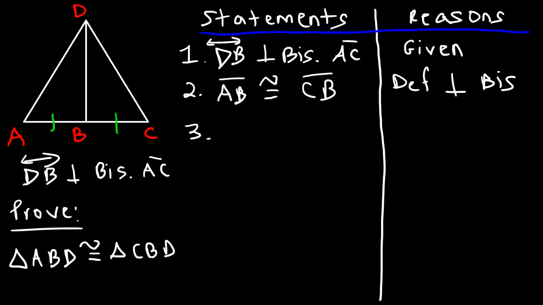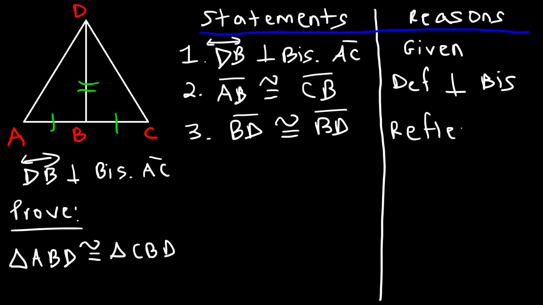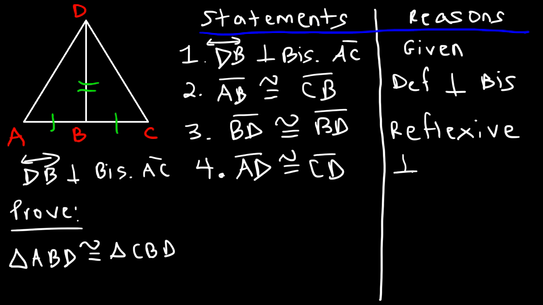So now let's move on to step 3. We do have a common side, so we could say that BD is congruent to itself based on the reflexive property. Now notice that D is on the perpendicular bisector, which means that it's equidistant to the endpoints of the segment. So we could say that AD is congruent to CD. And this is when you need to use the perpendicular bisector theorem. You can also write it as a sentence if you want. So anytime you have a point that is on the perpendicular bisector, that point is equidistant to the endpoints of the segment. So AD is equal to CD.